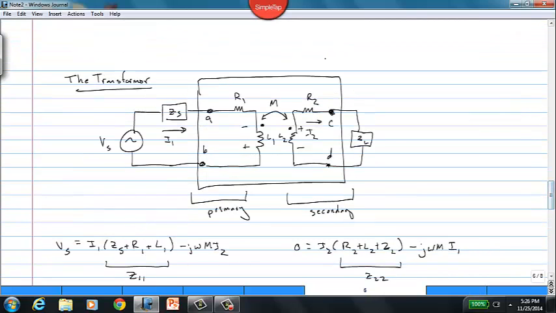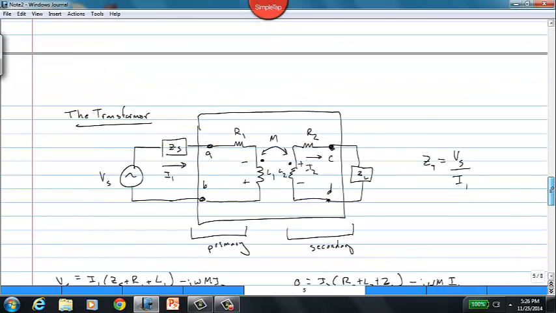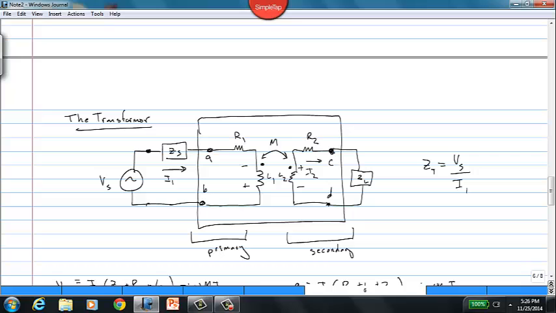If we were to look at this whole circuit from the perspective of Vs, we see that the total circuit impedance, Z total, is just going to be Vs over I1. So I'm going to go ahead and do that math down here. Z total is Vs over I1. That's just telling us really what's the impedance of the circuit from behind these terminals, kind of pointing in that direction.